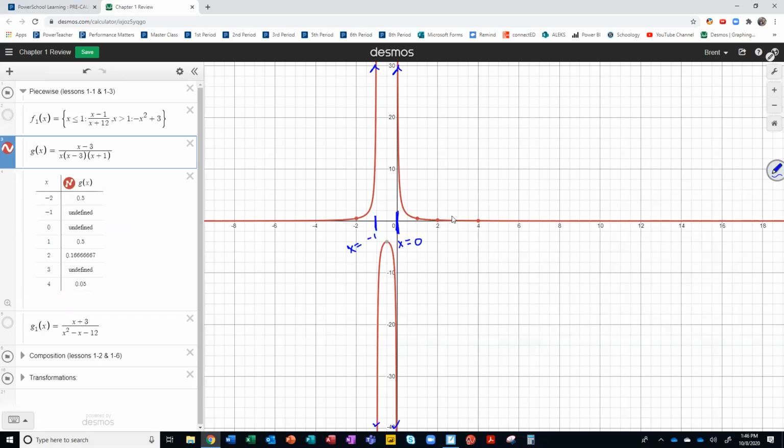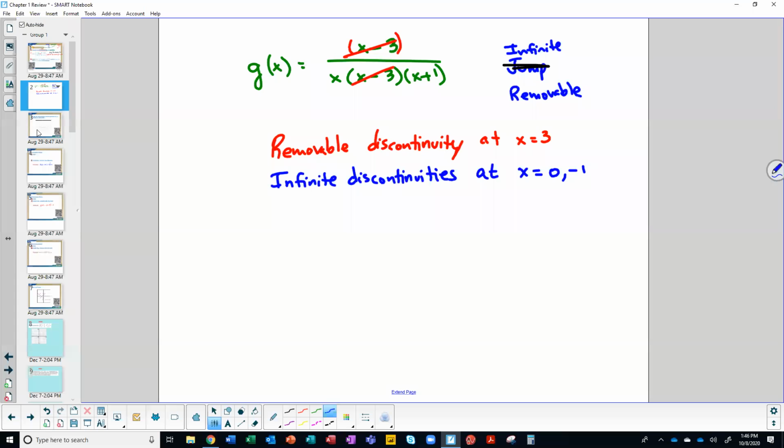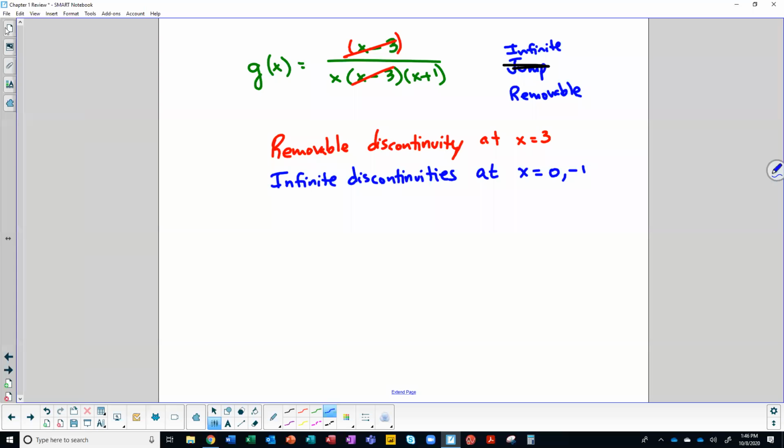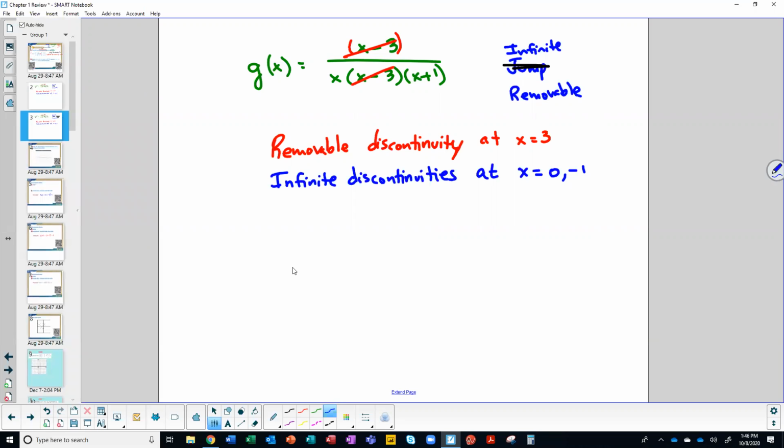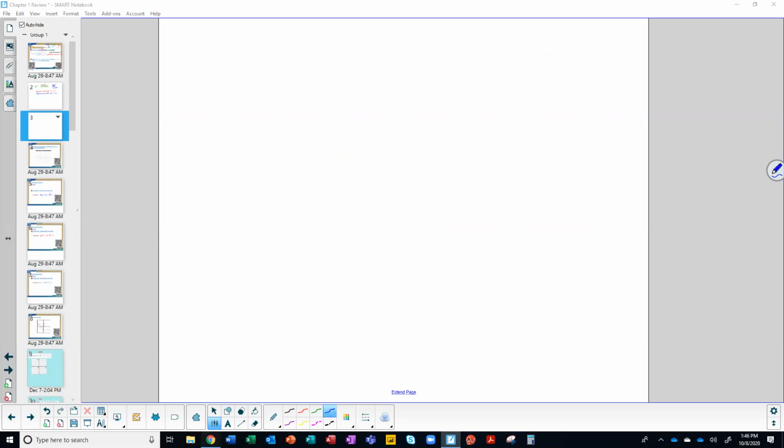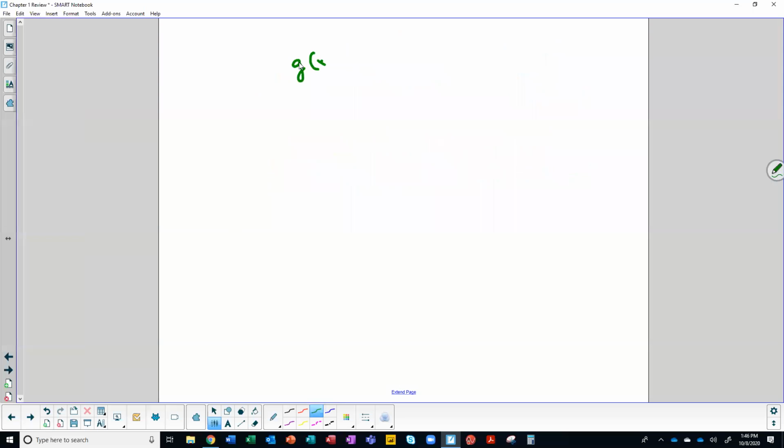I'm going to do one more to tie in lesson 03, the very first lesson of the year. So you all ready? Do I have this written down? No, I don't. So the next problem I want you to work is, let me go back to the graph to make sure I copy it down right. What if we had this? G of x equals x plus 3 over x squared minus x minus 12.